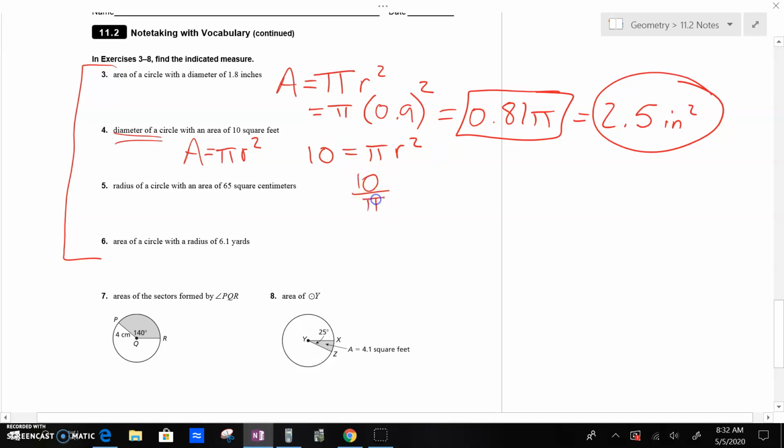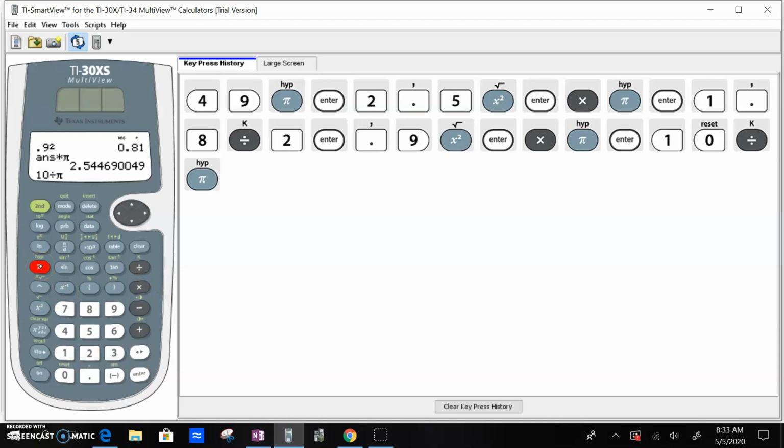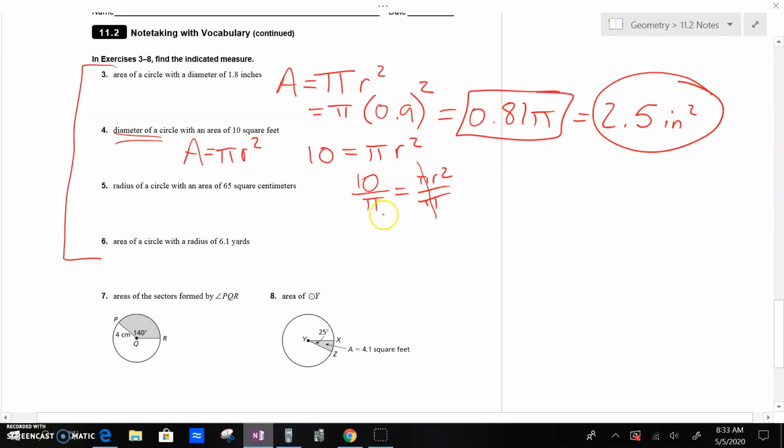So 10 over pi, and then pi r squared over pi. When you divide both sides by pi, the pi's on the right-hand side cancel out. 10 divided by pi, that's just a numeric value. So we'll do 10 divided by pi, and we'll hit enter. And we've got 3.18. I'm just going to leave that decimal sitting in there, but I'll write it as 3.2. So we'll round it in here. So 3.2 equals r squared.